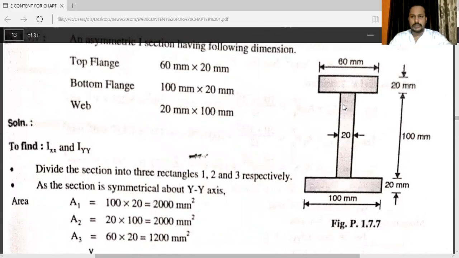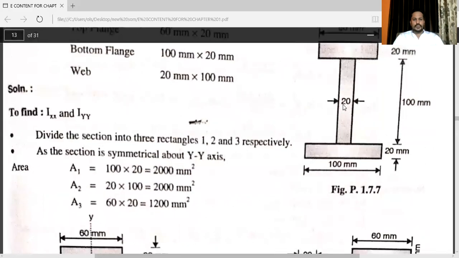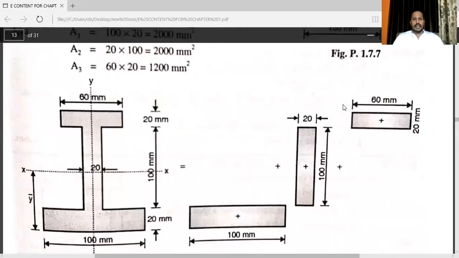Already, I have given you e-notes, e-content. You have to refer to that e-content for more understanding. Here, just see the diagram. The diagram is very important. Observe this diagram very carefully.